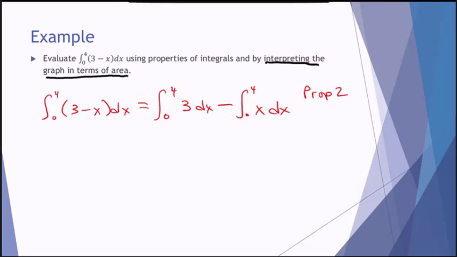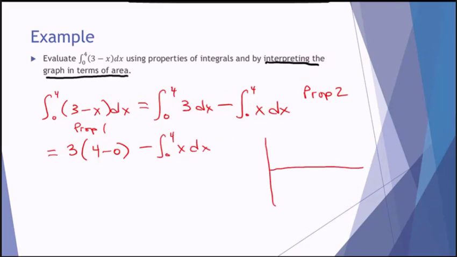Okay? So then notice your first integral, you're integrating a constant. So by property 1, we remember that should be 3, the constant itself, times the length of the interval, which is 4 minus 0. So that's by property 1. And then for the next one, we're going to need to use that idea of interpreting the graph in terms of area. So for the moment, I'm just going to leave this as the integral from 0 to 4 of x dx.